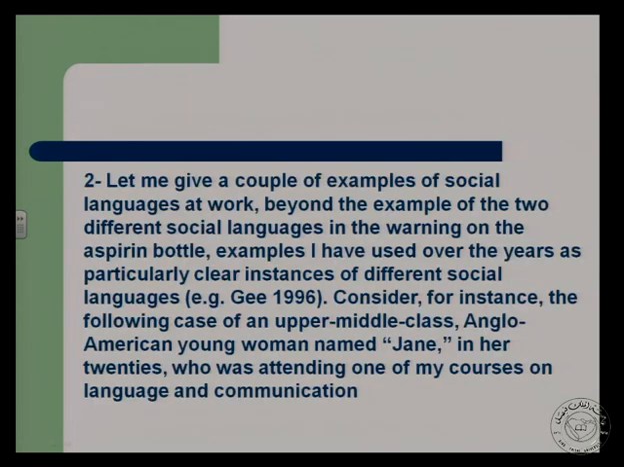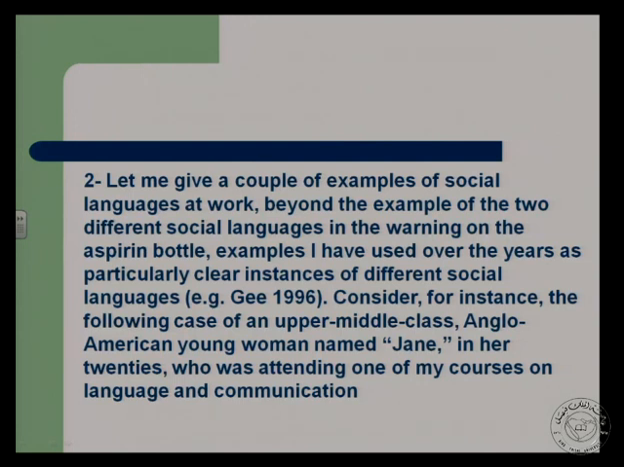Let me give a couple of examples of social languages at work, beyond the example of the two different social languages in the warning on the aspirin bottle, examples I have used over the years as particularly clear instances of different social languages. This is not the one I'm going to deal with. Now we will consider another example that we will concentrate on, and it is very important.